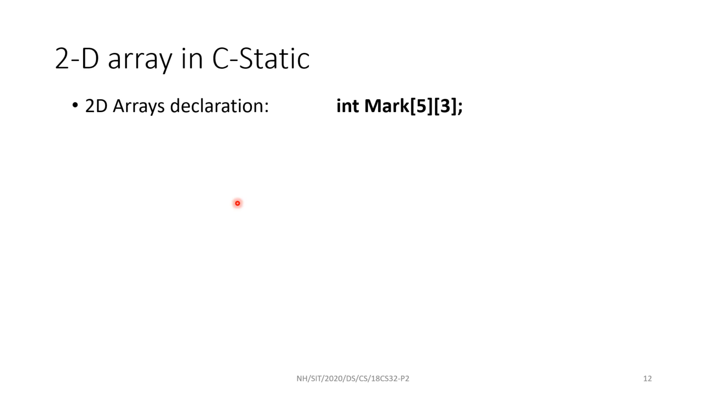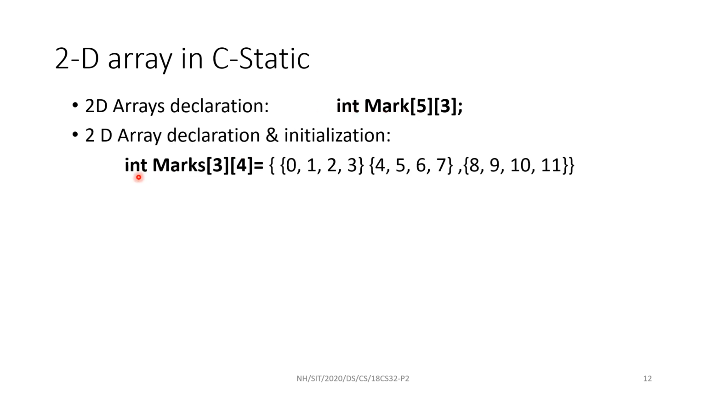We'll see now a few things on how to create a static array. Example, a marks array is created with the dimension 5 cross 3 of type integer. This is a way to initialize and declare. A matrix is created 3 cross 4, 3 rows. In each row there are 4 columns, 1, 2, 3, 4, 1, 2, 3, 4, 1, 2, 3, 4. So here a comma is missing.